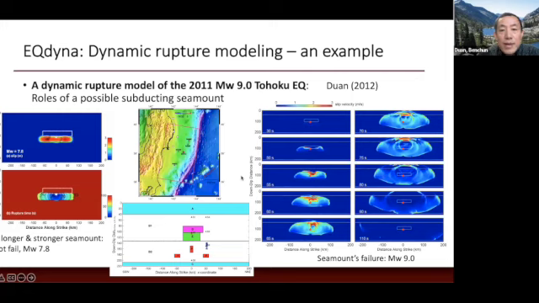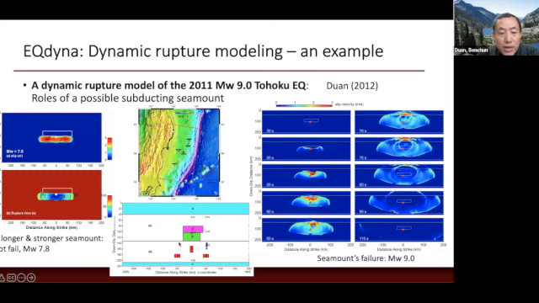I use this parallelized EQdyna to solve the rupture dynamics of this. Here is one example, the 2011 Tohoku earthquake with rupture propagation. Showing here, we know this is about the region of this earthquake. This is a fault plane projection.